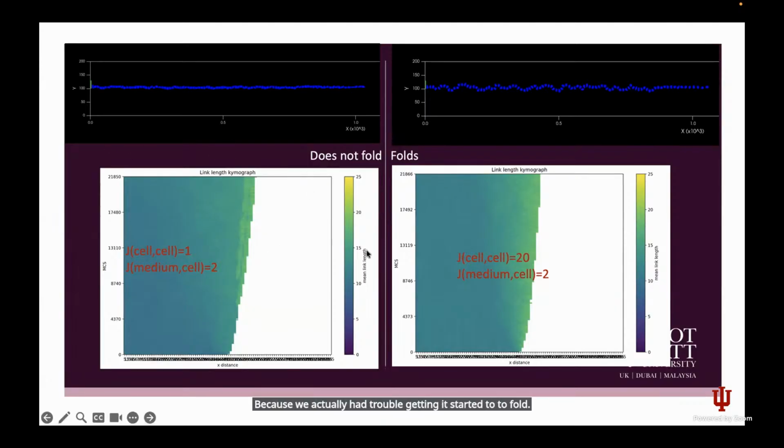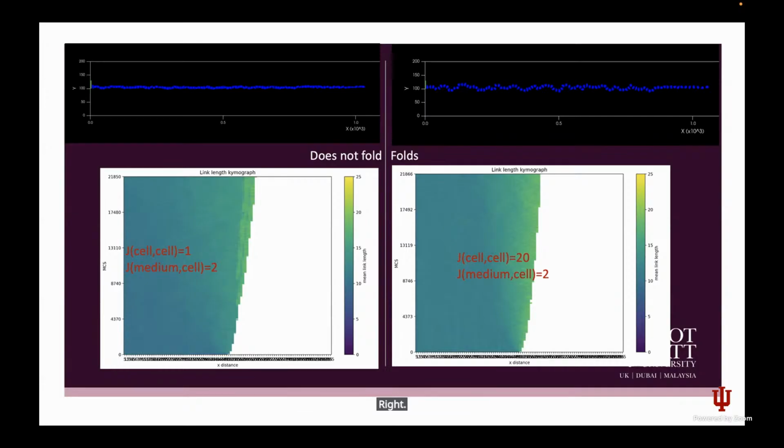And what we saw, and this is more of a side note, is that you can see quite clearly with these kymographs that the light green region, the larger links, don't dissipate into the tissue so much when you have low contact energy, when the cells are really tightly bound. But when their contact energy is quite high, then the link lengths dissipate better.